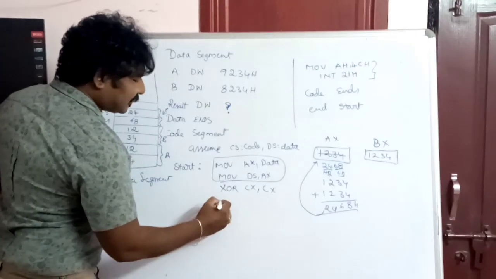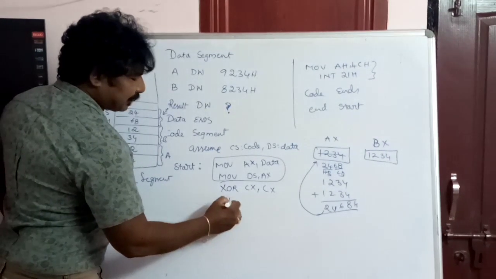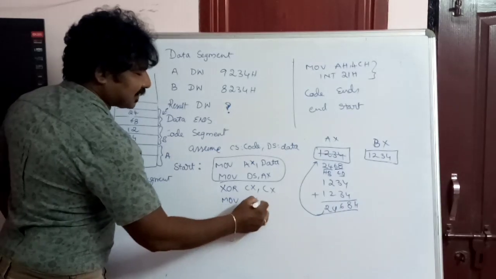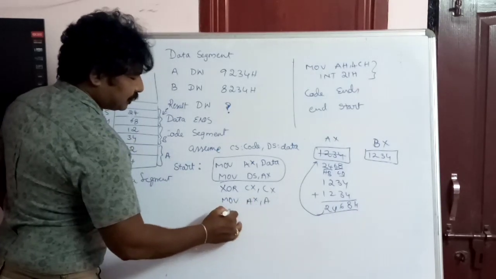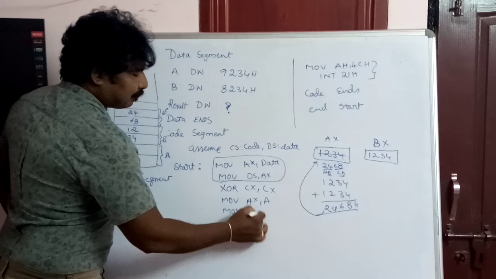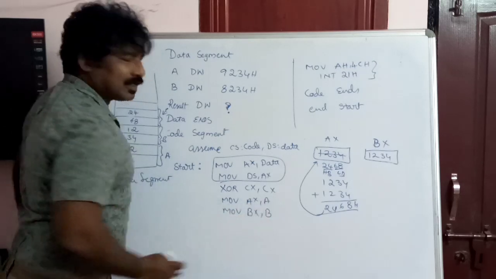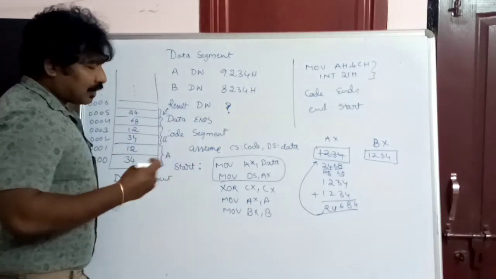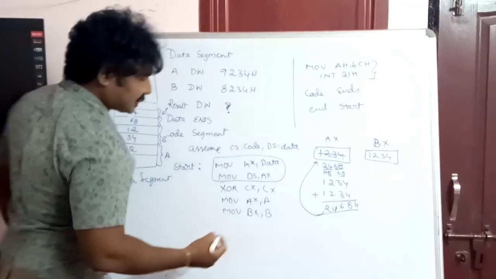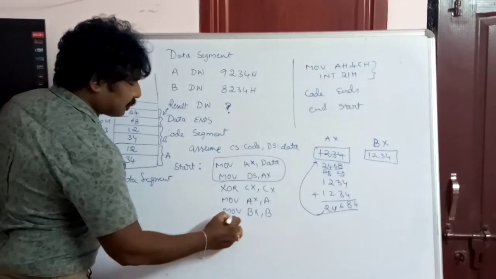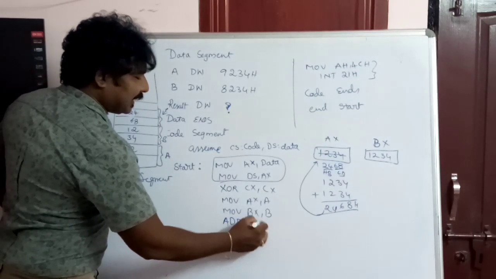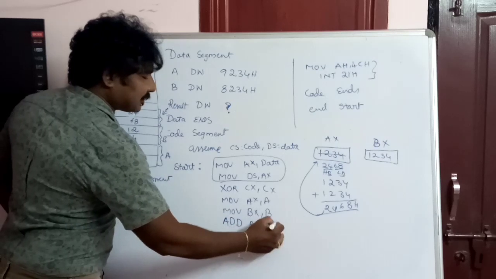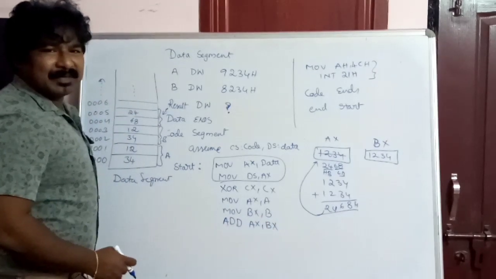The remaining logic is similar to the previous one, that is MOV AX, A, MOV BX, B. That will take my two memory operands into the two registers. Then I'll perform the addition operation, ADD AX, BX.